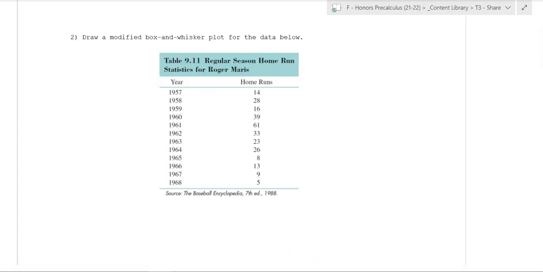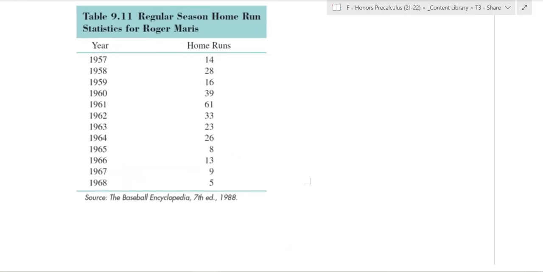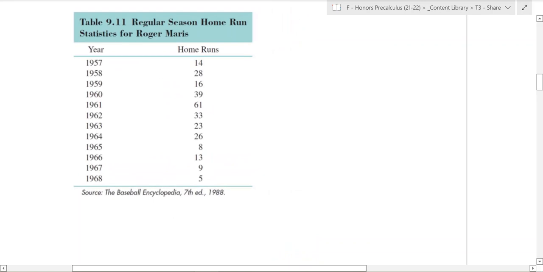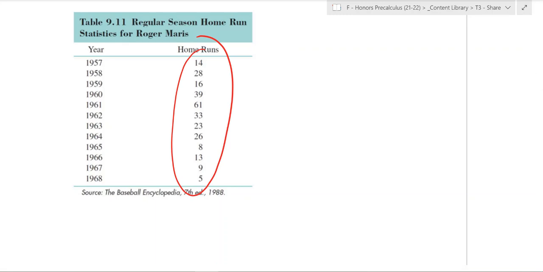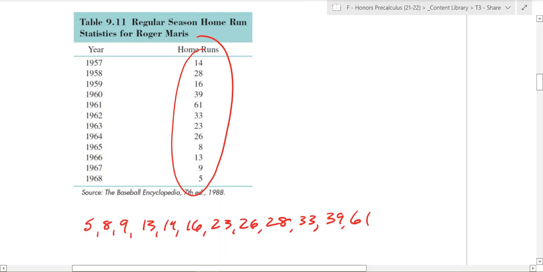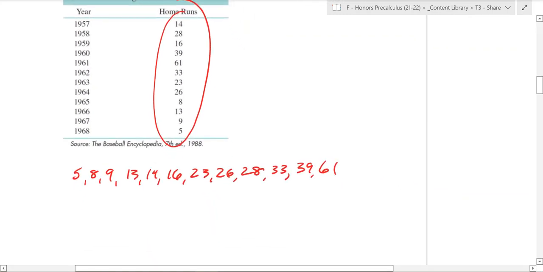So now let's go back to practicing drawing our box and whisker plots. So we have the regular season home runs of Roger Maris, really cool player who played for the Yankees in the 50s and 60s. Side note, one of my father's favorite players along with Mickey Mantle. When you do this out, the first thing you need to do is put all of these numbers in order. Then you find the center, and that center is actually going to be right here.